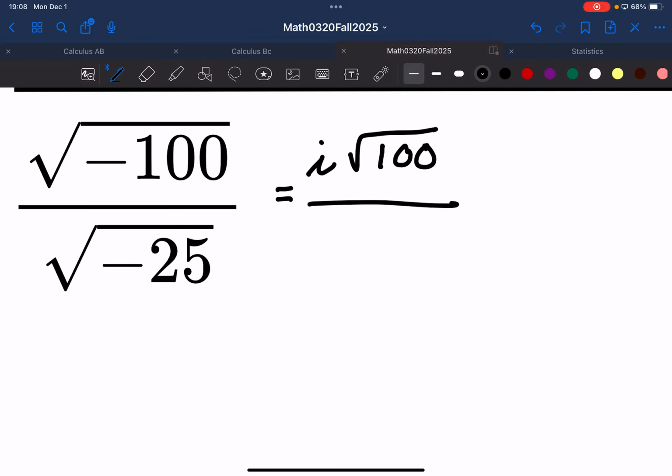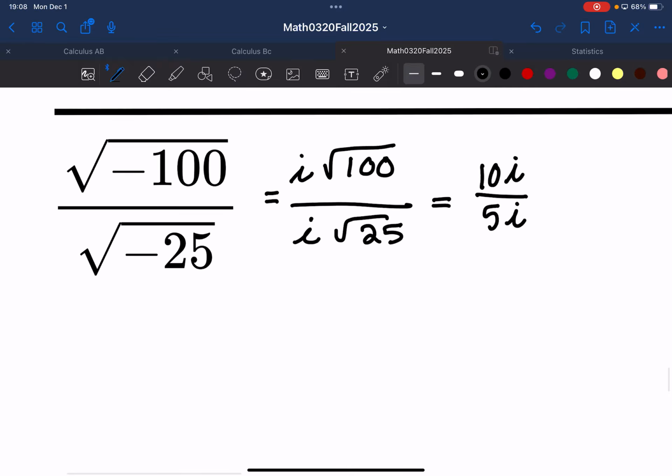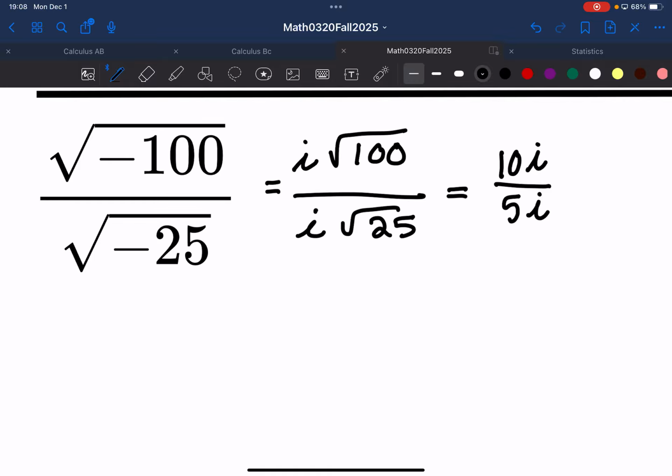How would I rewrite the next one? Square root of 25. And these are both perfect squares. So the square root of 100 is 10. So we have 10i. And then the square root of 25, 5i. And just like we could cancel out our variables, we can cancel out the i's. So since we have i divided by i, these cancel. So the i's are now gone. And can we simplify 10 divided by 5? Yes, what would that be? 2. So our answer is just 2.